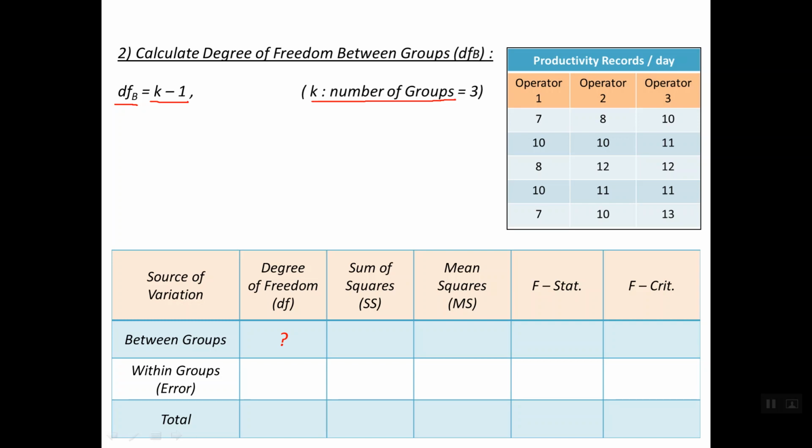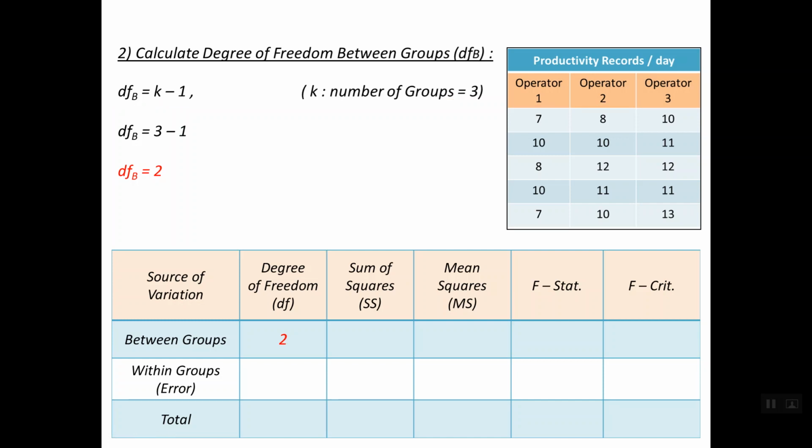And as we know, we have three groups, we have three operators. So we subtract 1 from 3, so simply the degree of freedom between groups is equal to 2. So this is the value of the degree of freedom between. So simply we subtract 1 from the total number of groups.